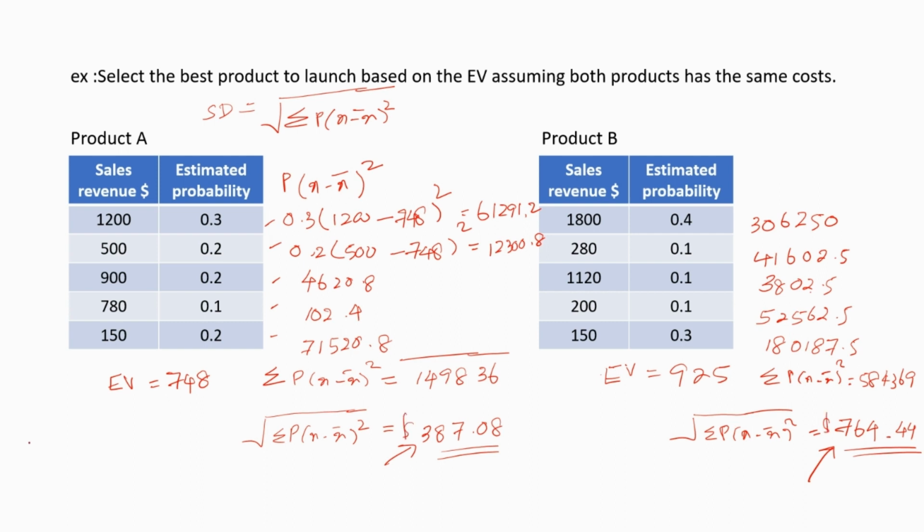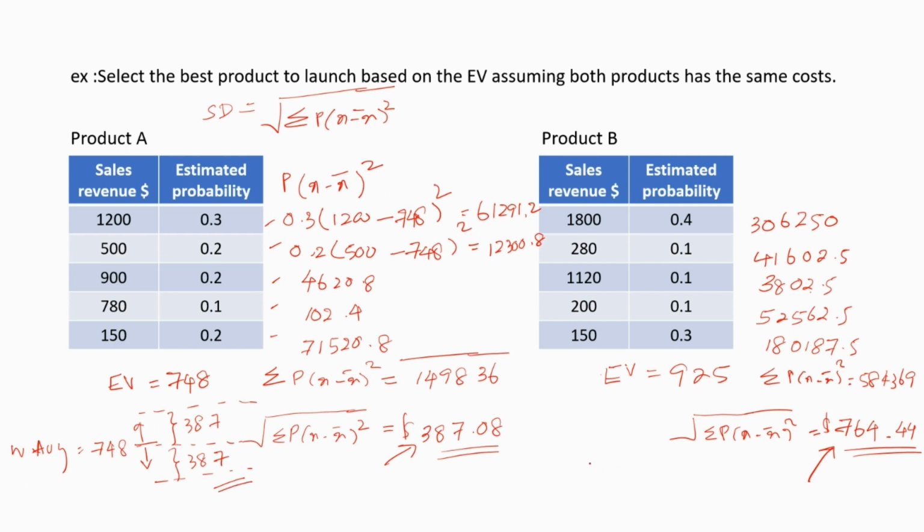This standard deviation means, let's say for product A, the weighted average or the expected value is 748. So this is the level of outcome, and all the other outcomes are varying on average above and below it by 387. This is what we have calculated. This is the standard deviation. This means the outcomes are varying above and below the expected value. So the higher the standard deviation, the higher the risk will be.